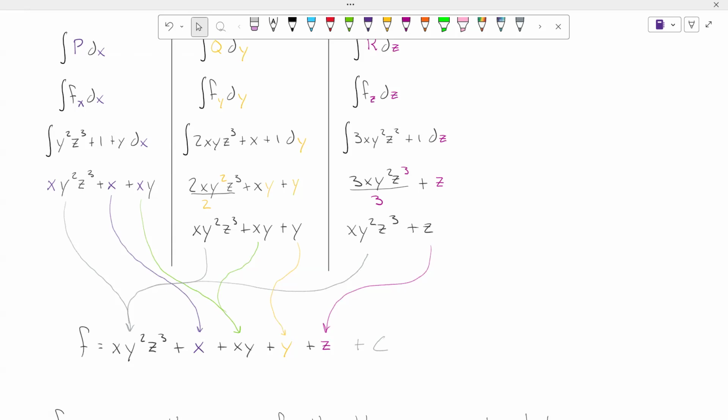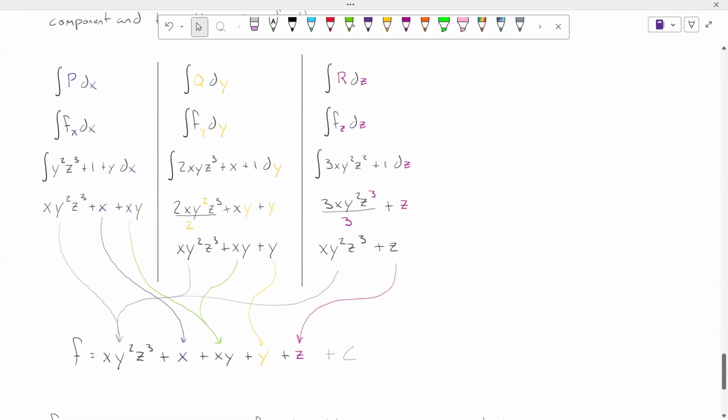Ta-da! Cool. We are going to look at this a lot more when we return to chapter 16 after exam 3. So I'll leave it alone for now. I would not expect a 3-variable potential function to show up on exam 2, so don't worry about that part.